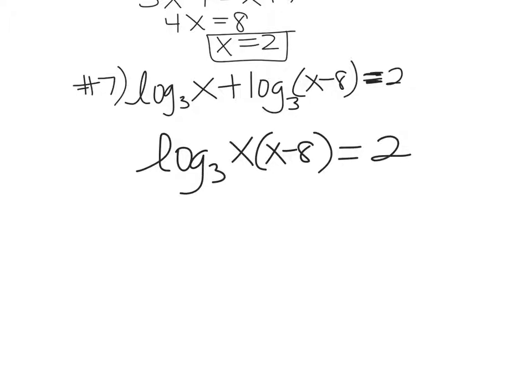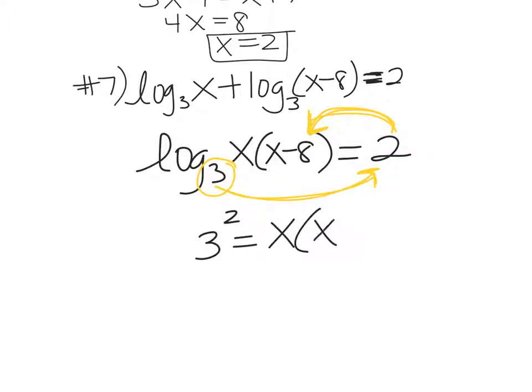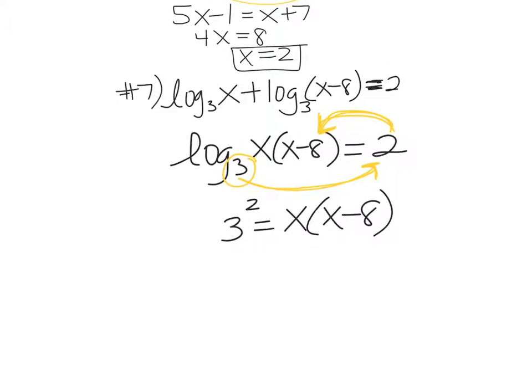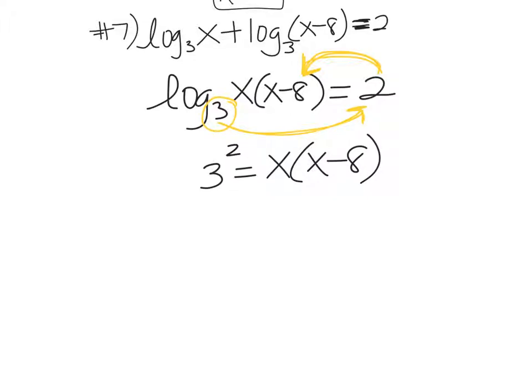All right, now we're going to rewrite this in its exponential form. So we're going to take 3 as the base to the exponent equals. And I always draw these arrows because I think they help. I don't know if they do or not, but they've always helped me. So I'm going to write 3 squared equals x times x minus 8. Okay, so 3 squared is 9, and this you distribute. And now we have a quadratic to solve.